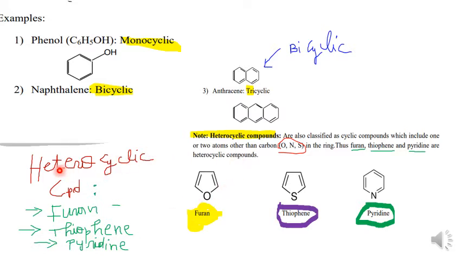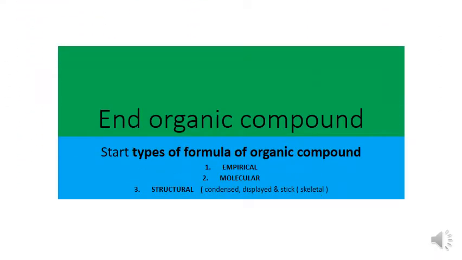Heterocyclic compounds contain atoms such as oxygen, nitrogen, and sulfur in a ring. For example, this has 1 heteroatom and carbons 1, 2, 3, 4. We call this furan. They are classified as cyclic compounds that include 1 or 2 atoms other than carbon. This is thiophene, this is pyridine. This is S, this is N, this is oxygen. Furan, thiophene, pyridine: these are heterocyclic compounds.